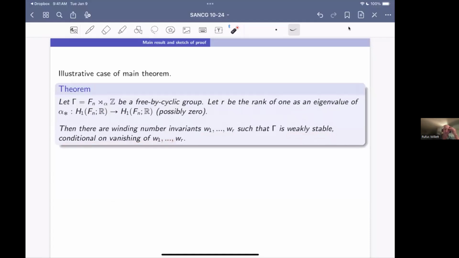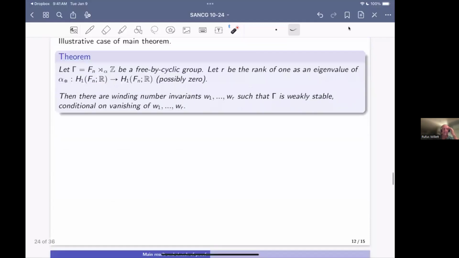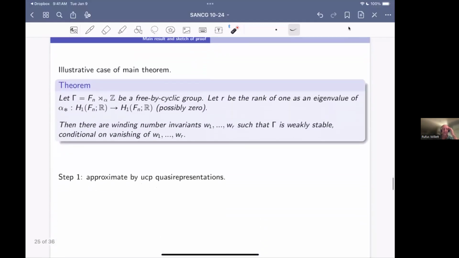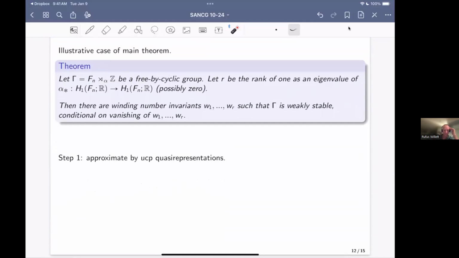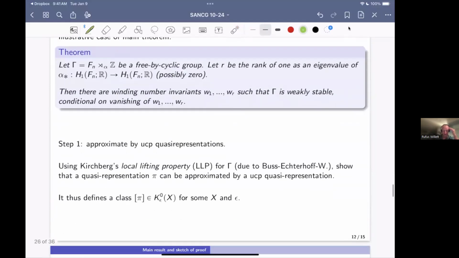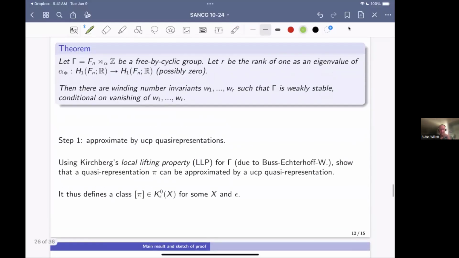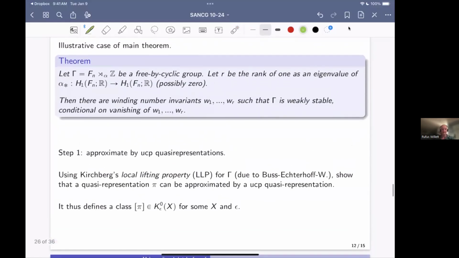Okay, so let's very quickly go through the proof of this and say a little bit more about what it is in more generality. Step one is to approximate by a UCP quasi-representation. So you start with an arbitrary quasi-representation, and you show that you can approximate it by a UCP quasi-representation. That uses ideas of Voiculescu and Kazhdan. The key idea is to use Kazhdan's local lifting property.